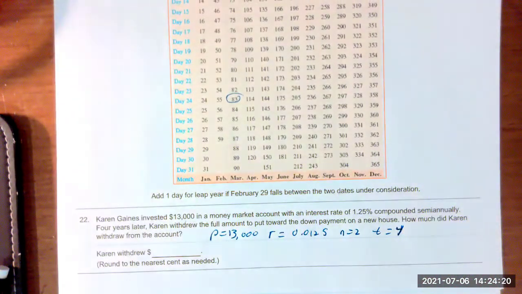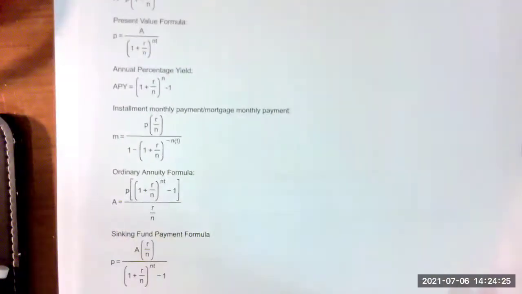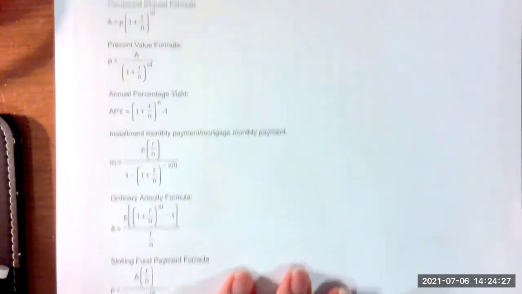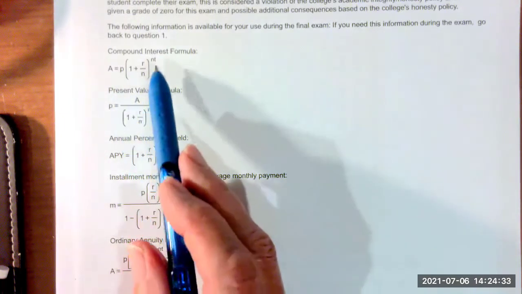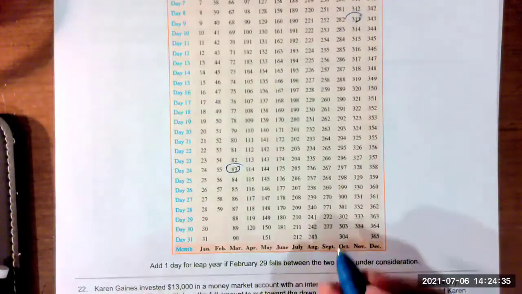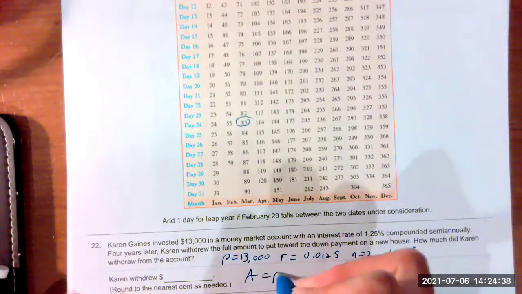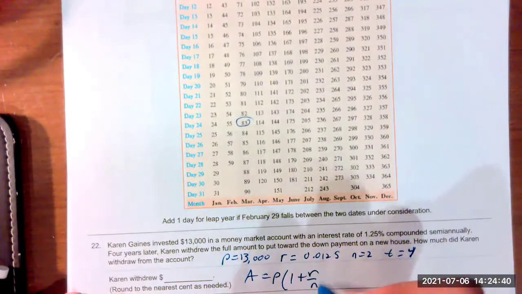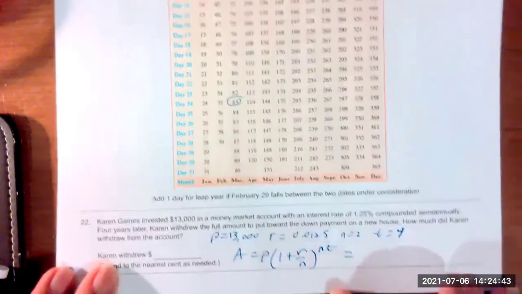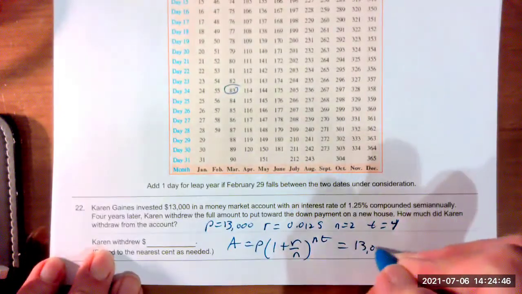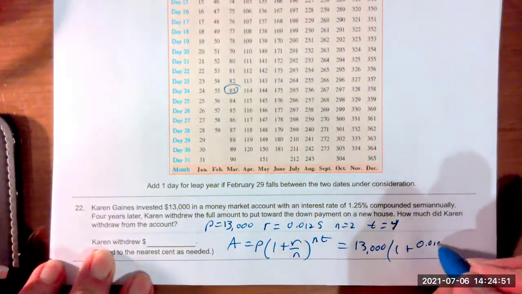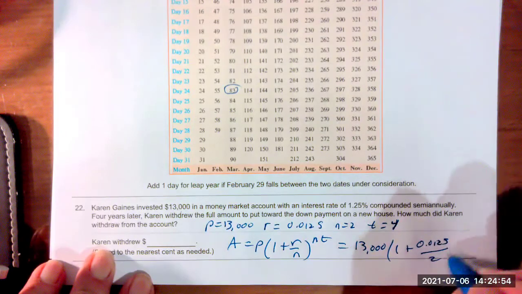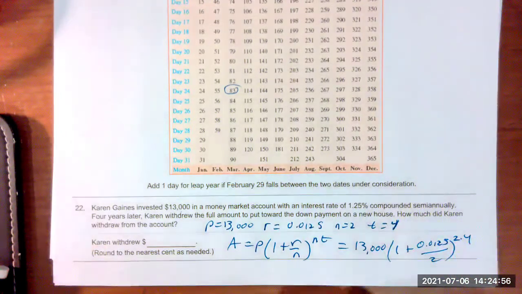Okay, so this is one where you could go back to the first question on the exam and look up that formula, which is right here. Compound interest formula right here. So P parenthesis 1 plus R over N to the NT. Okay, so we're going to put this in as the amount. So it's going to be P(1 + R/N)^(NT). All right, and her principal is 13,000, 1 plus, and her interest rate was 0.0125 over 2, and then it's 2 times 4 in the exponent.